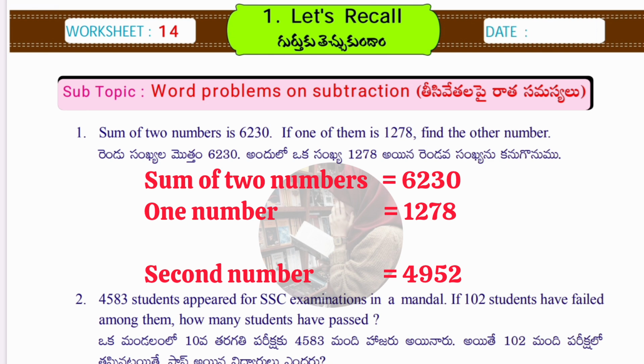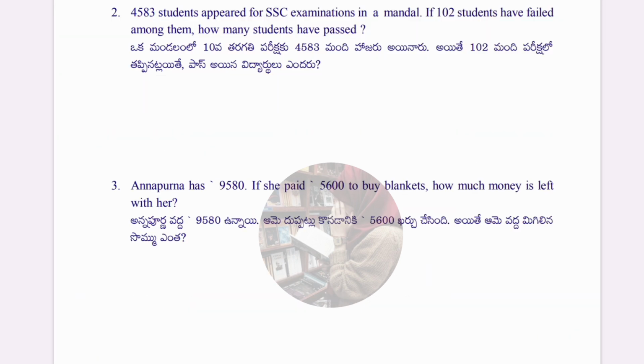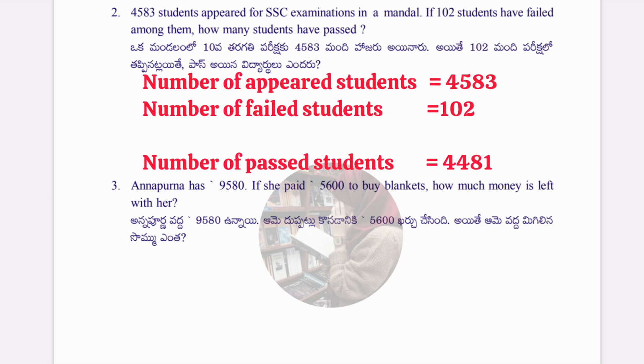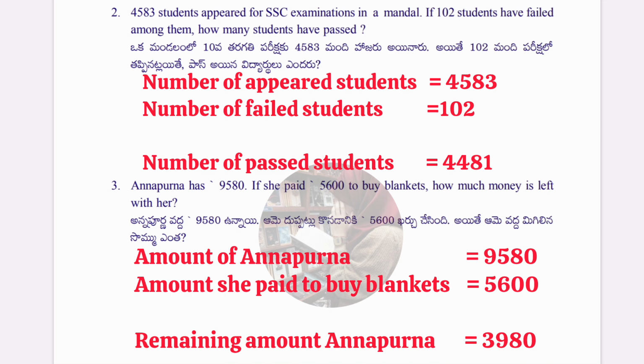Now we'll move to the second question: 4583 students appeared for the SSC examination in a mandal. If 102 students failed, how many students have passed? Total students who wrote the SSC examination are 4583, and the failed students are 102. You have to find the passed students, so you have to do the subtraction.